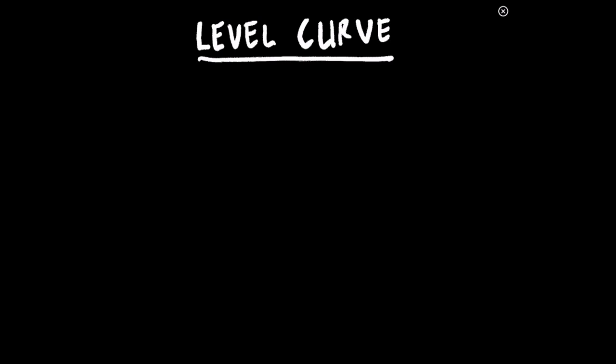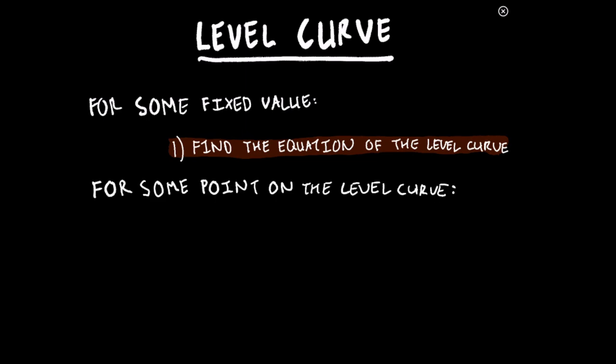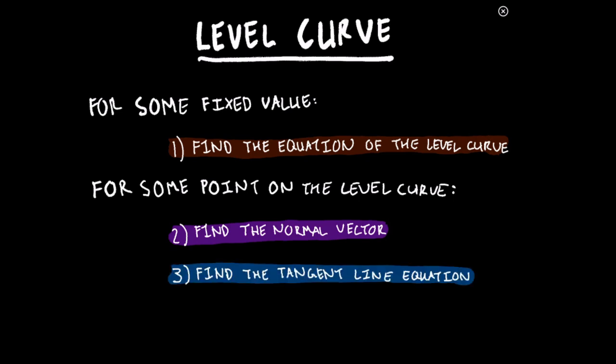All right, in this video, we're going to discuss level curves. We're going to first discuss what they are, but then we're going to find a few things pertaining to them. For some fixed value, the first thing we're going to find is the equation of the level curve. Then, for some point on the level curve, we're going to find the normal vector, and we're going to find the tangent line equation for that point on the level curve.